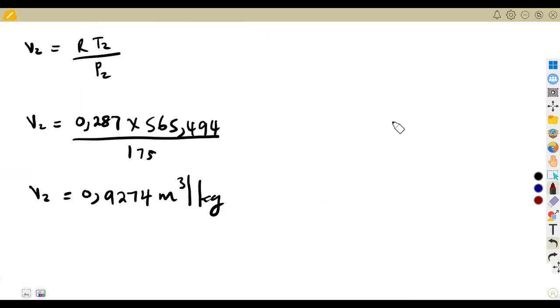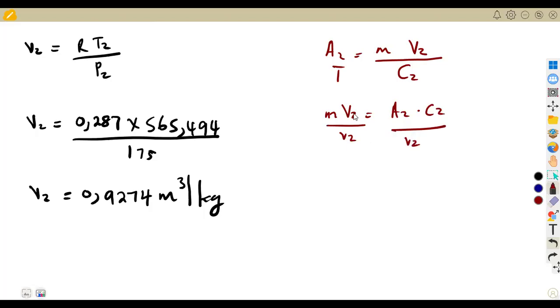On that formula, it states that area 2, that is the area at the exit, is equal to the mass flow rate times the volume at the exit over the speed at the exit. As we want the mass flow rate, you're just going to cross multiply. That is 1 times mass flow rate. It's mass flow rate times V2 is equal to A2 times C2. So to find this, you're going to divide by V2 on both sides. So we've got the mass flow rate.